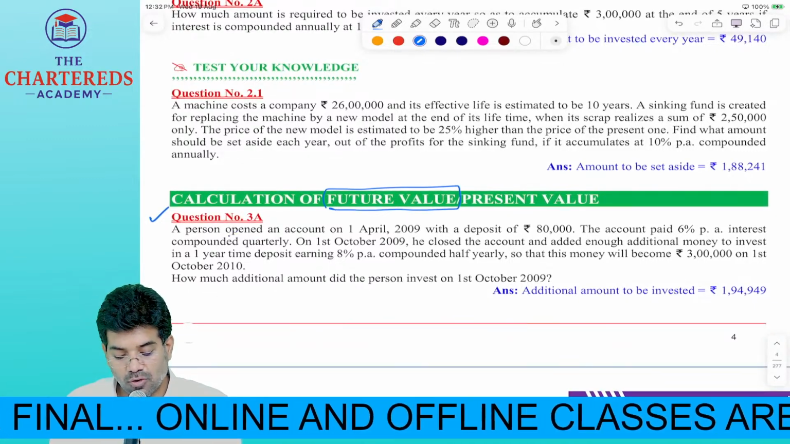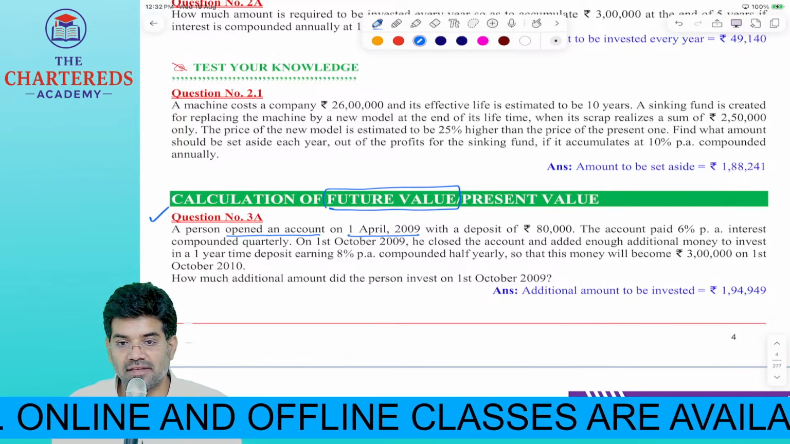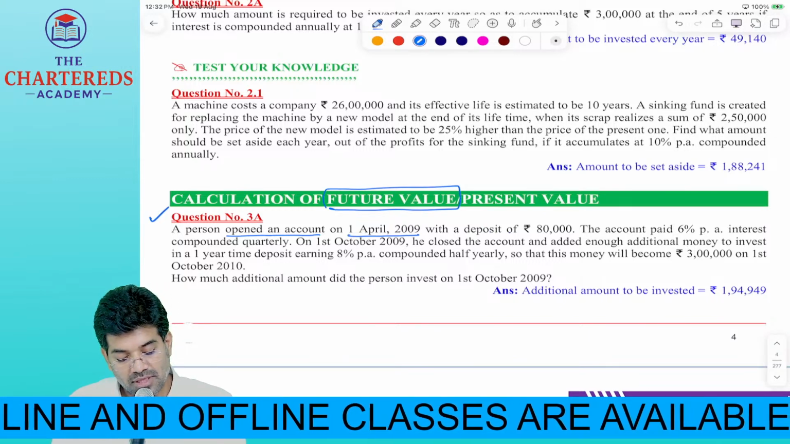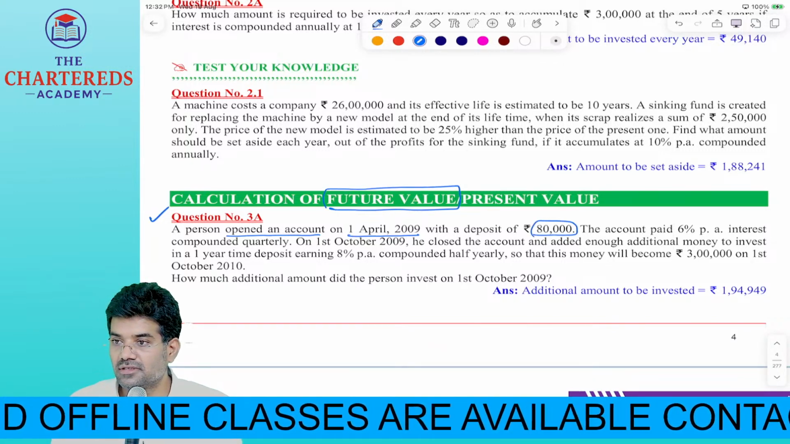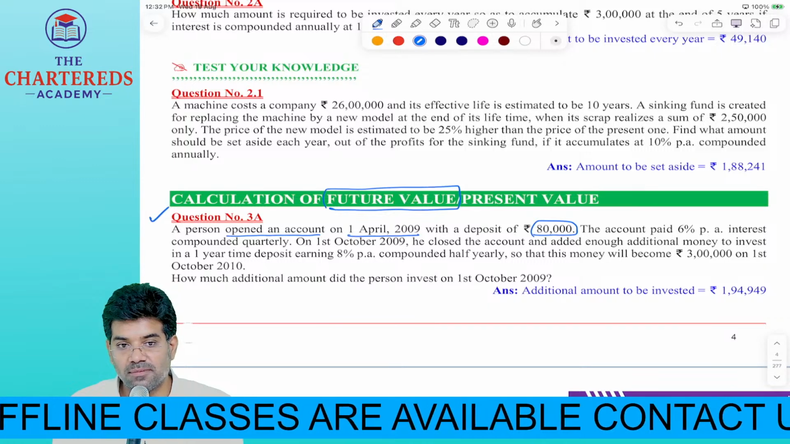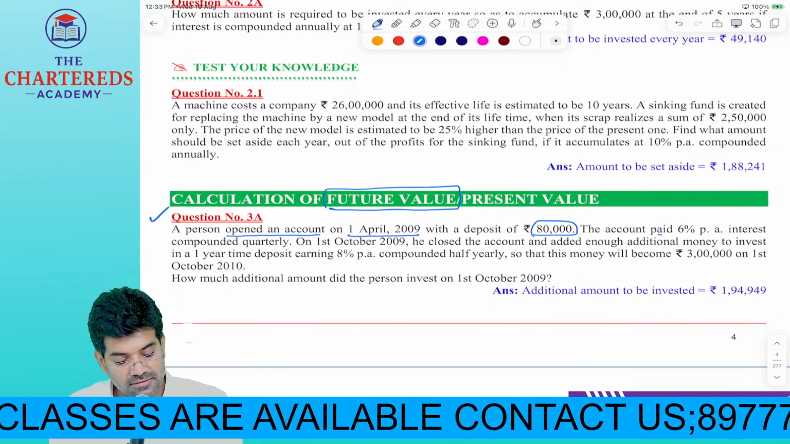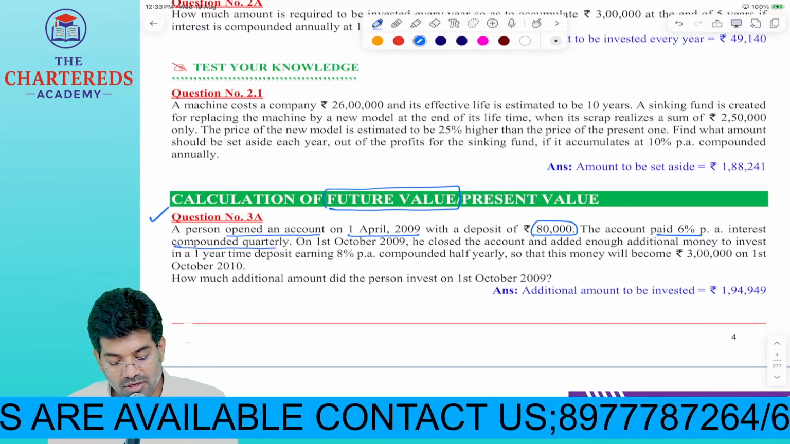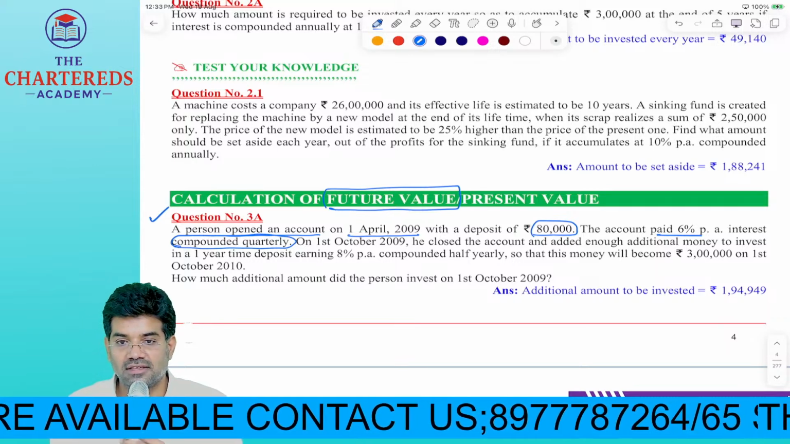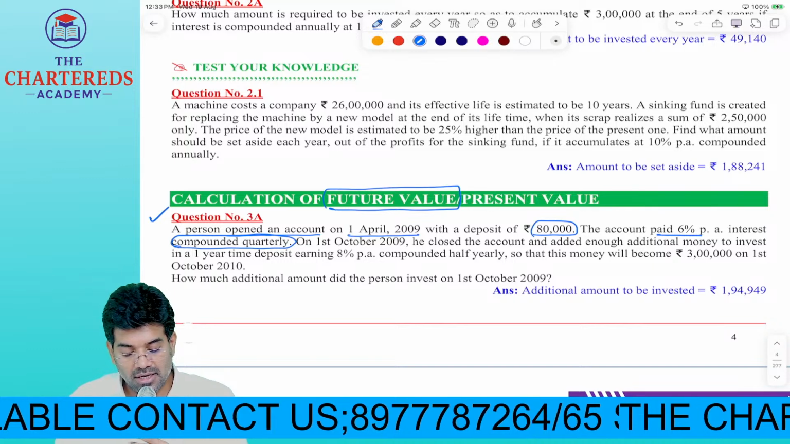A person opened an account on 1st April 2009 with a deposit amount of 80,000. So how much he deposited on 1st April? 80,000. The account paid 6% per annum interest compounded what? Quarterly. 6% per annum interest compounded quarterly.